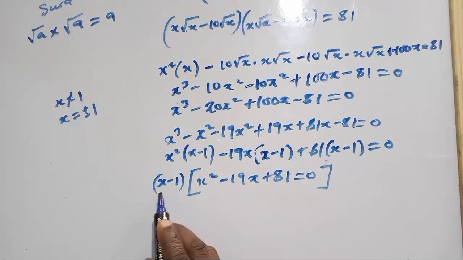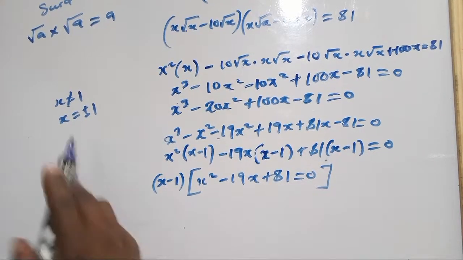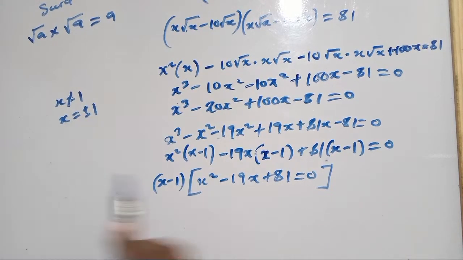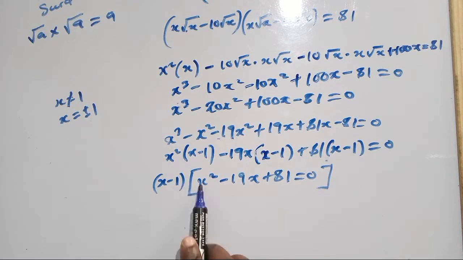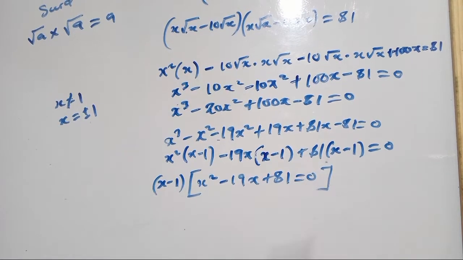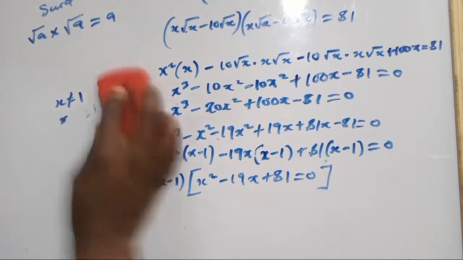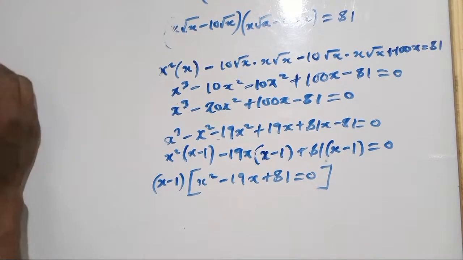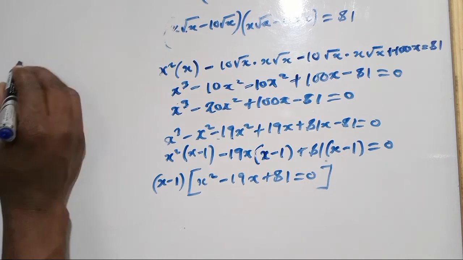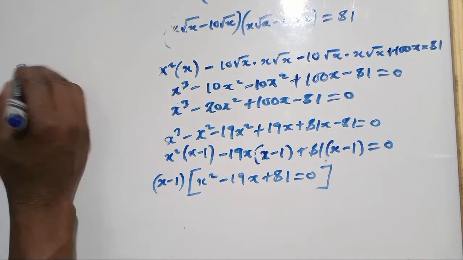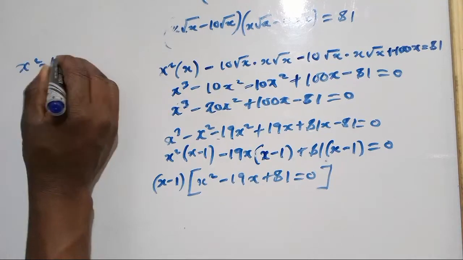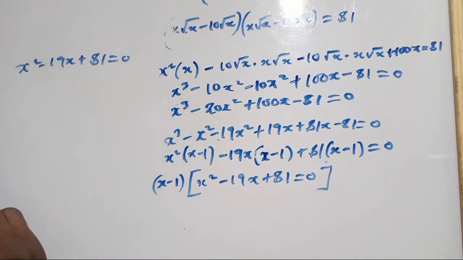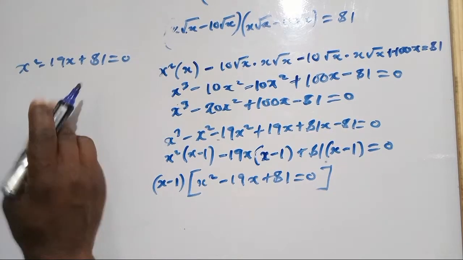And remember, x minus 1 cannot be a solution because, like I said here, x cannot be equal to positive or minus 1. So now we are going to deal with only this quadratic equation which we have here: x squared minus 19x plus 81 should be equal to 0, right? Then let's use the quadratic formula for us to solve this question.